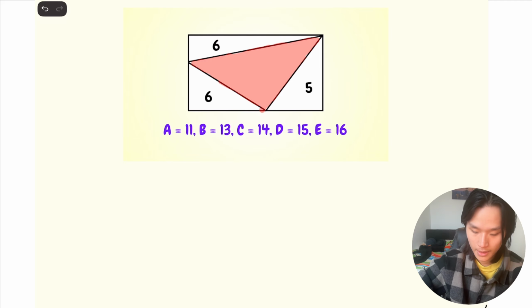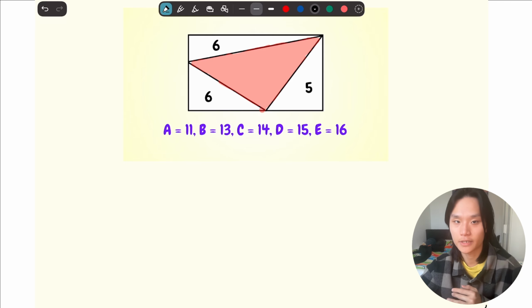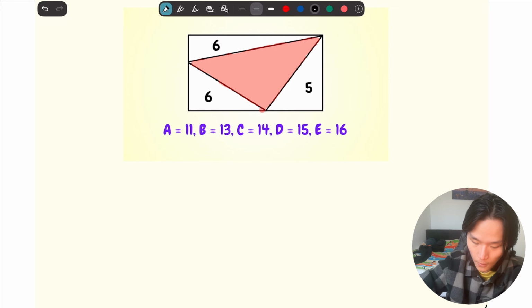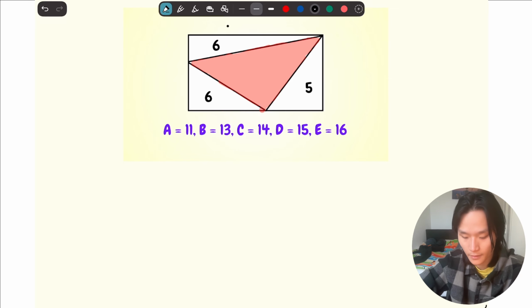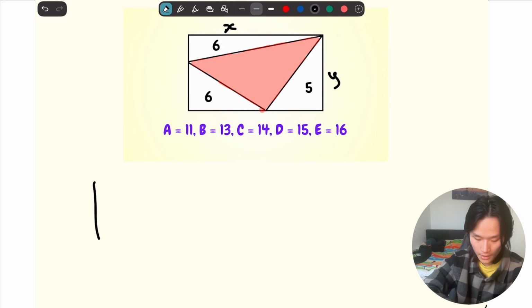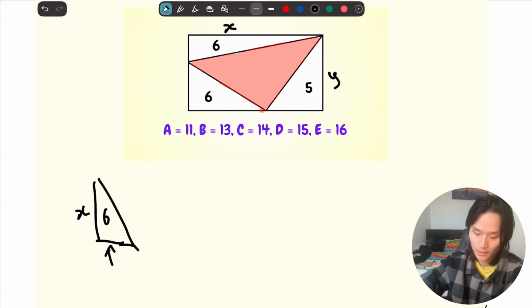So here's what we will do. We want to assign arbitrary dimensions to some of the triangles. First of all, I will call the height of this triangle x, and then the side of this triangle y. So if the triangle here with area 6 has height x, what is its base in terms of x? Let's think about it.